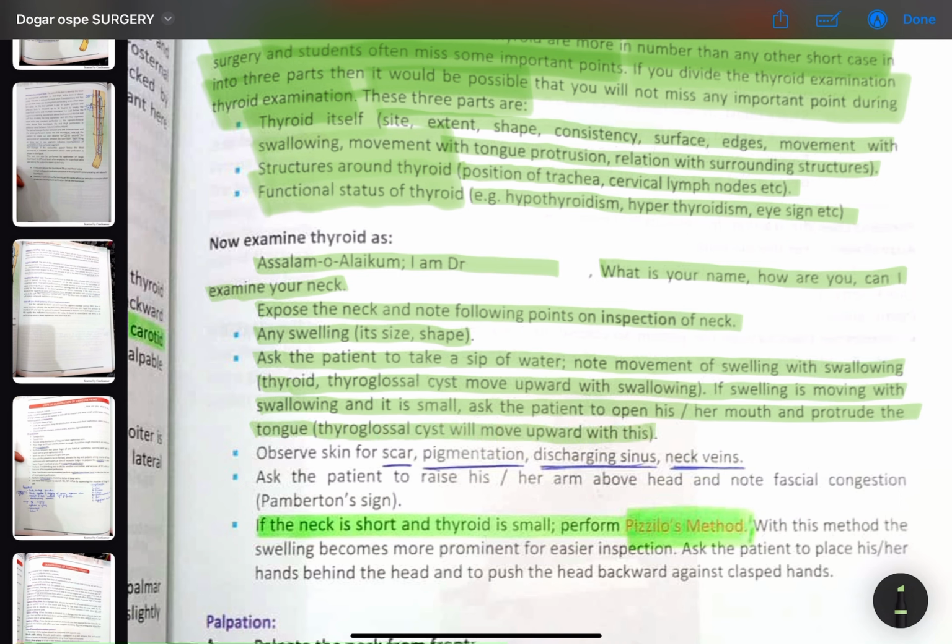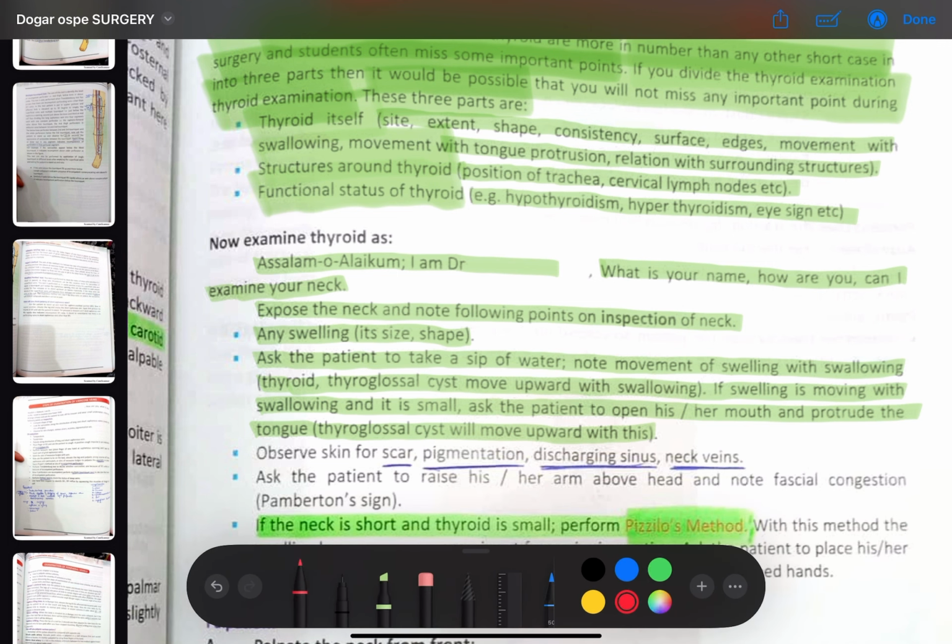Okay, first of all you have to do the inspection and instruct the patient to do the following steps and you will inspect. So what you have done: expose the neck and then note the following points, that is, any swelling. Then ask the patient to take a sip of water and note the movement of swelling with swallowing, that is, thyroid and thyroglossal cyst move upward with swallowing. If swelling is moving with swallowing and it is small, ask the patient to open his or her mouth and protrude the tongue. Thyroglossal cyst will move upward with this. So you can find that it is a thyroglossal cyst. Okay.